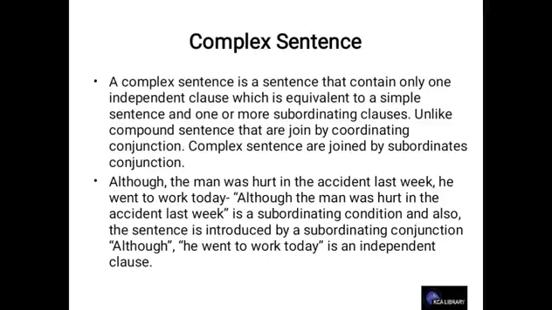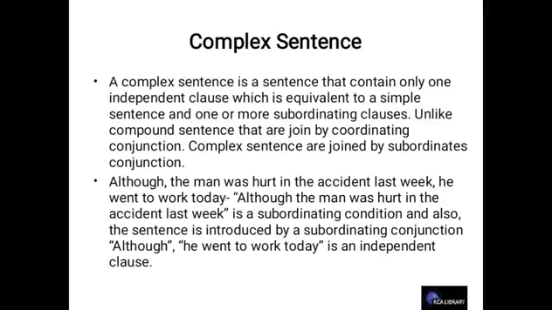For example, we have: Although the man was hurt in the accident last week, he went to work today. In this sentence, although the man was hurt in the accident last week is introduced by a subordinating conjunction, although. He went to work today is an independent clause.